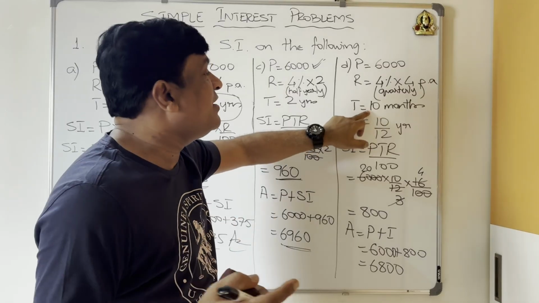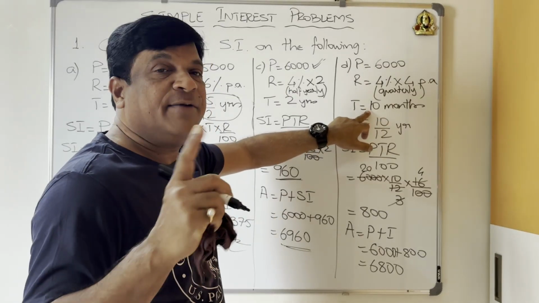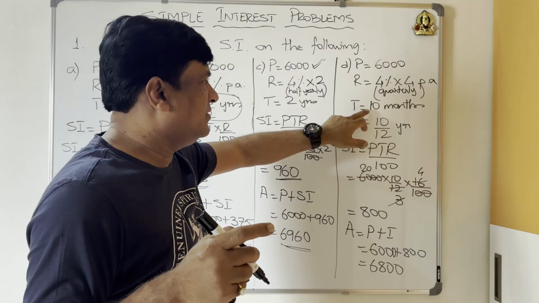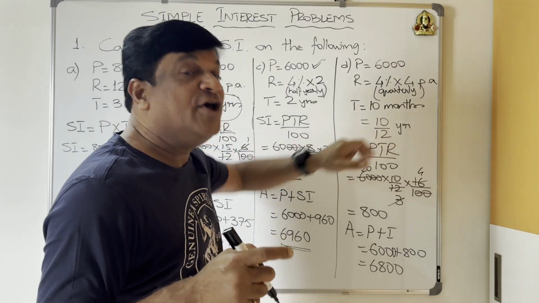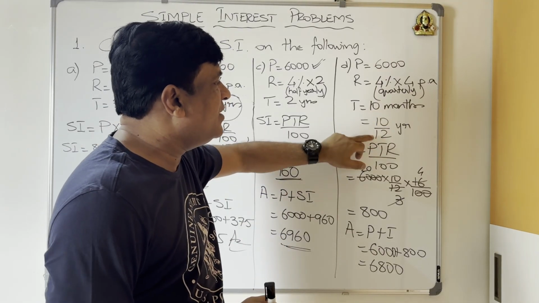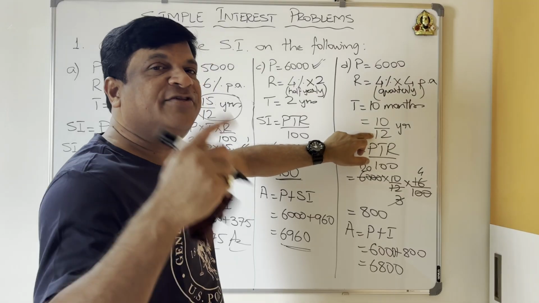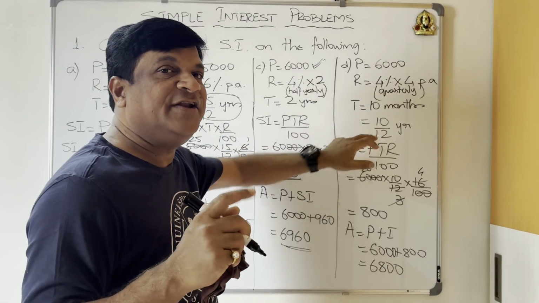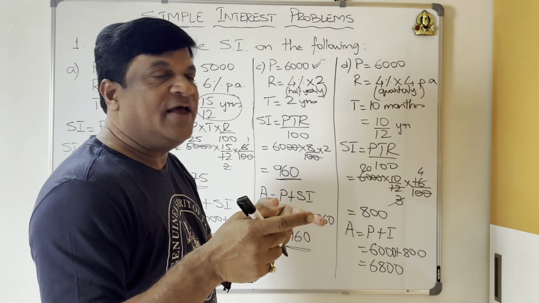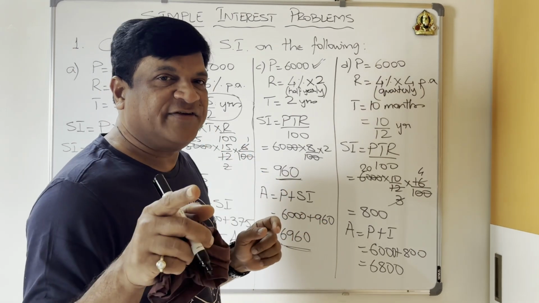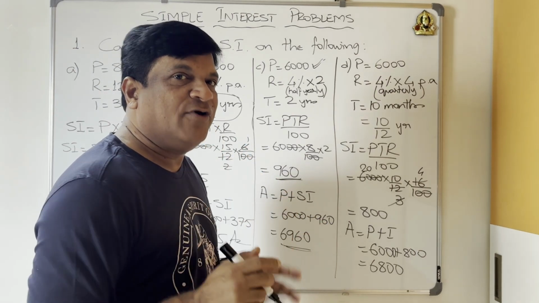Now, the time may be given in days also, right? There might be a period where the time is given in days. So if the days are given over here, the denominator should be 365, unless it is specified that it's a leap year. If it is a leap year, you're going to use 366. I hope you understand that. Okay, great.